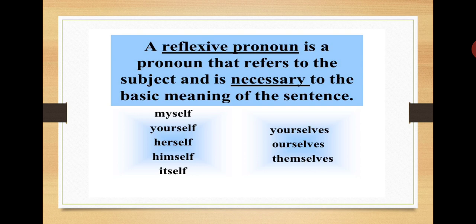For example, the baby saw itself in the mirror. Anu cut herself with a knife. The madman was talking to himself. So this is all about the reflexive pronoun. That means they reflect the pronoun, that means the subject. Okay.